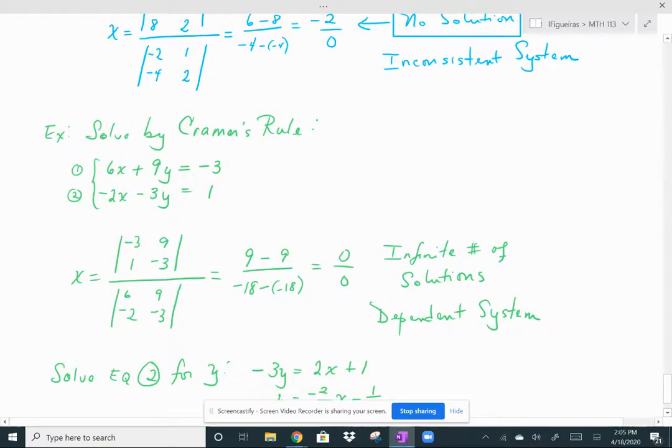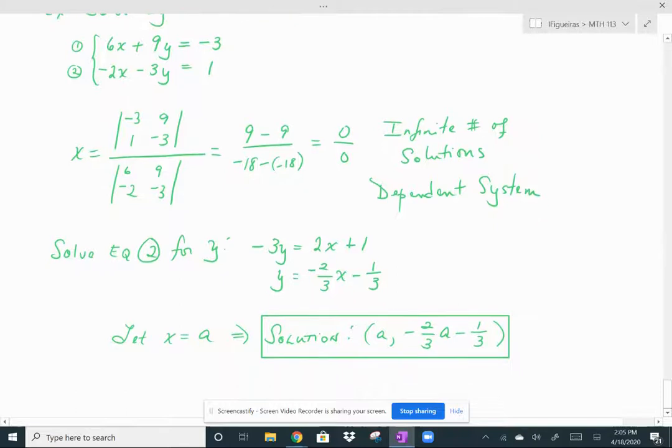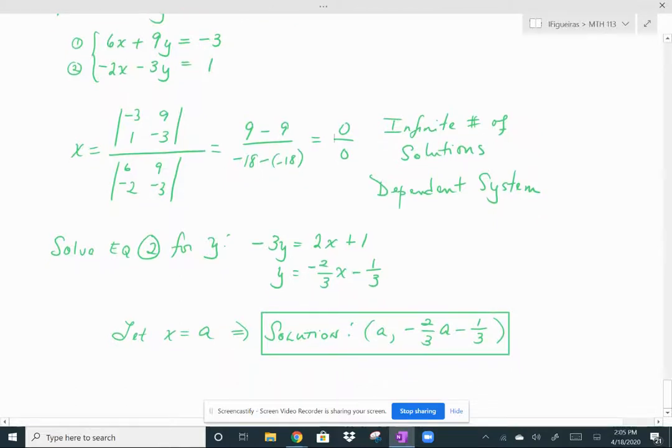So the tricky part about dependent systems is how to represent the solution. So that means that your first coordinate is going to be some value, which could be x, but this time we're going to force x to be a. And you could call it anything you want, like t or k. But suppose I let x equal a, then you have to figure out how to represent your y values. And you represent your y values by solving one of the two equations at the beginning for y. And it doesn't matter which one you pick, so I'm going to solve equation 2 for y. And if you do that, you get that y is negative 2/3 x minus 1/3. So your solution, or your solutions, I should say, because there's infinitely many, is the set of a, comma, negative 2/3 a minus 1/3.